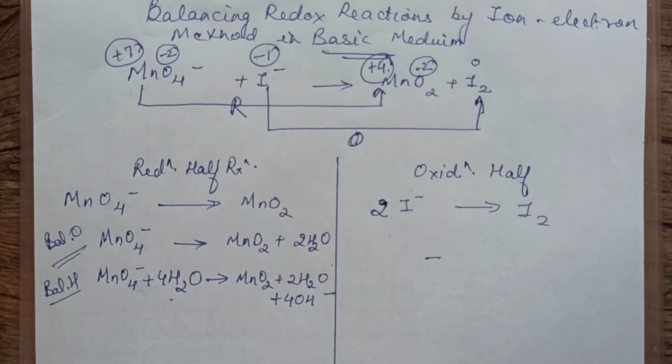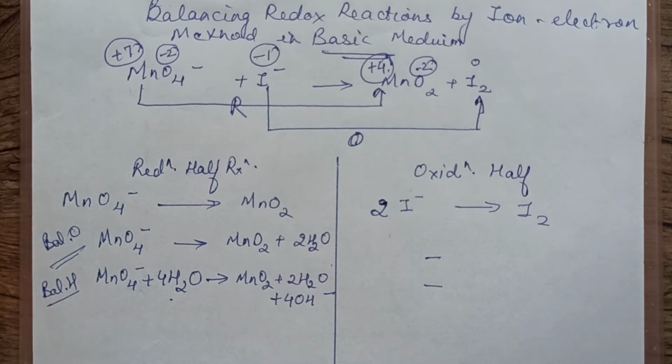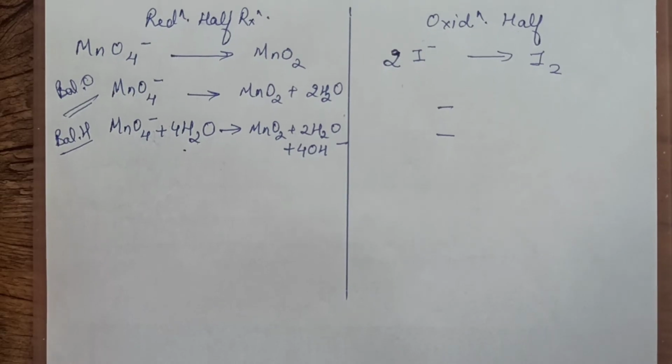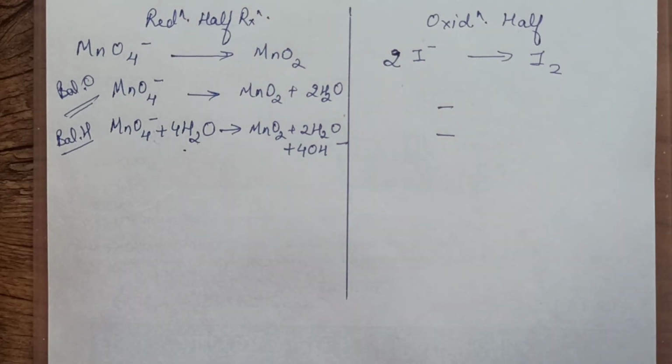Now if you check, the hydrogen will be perfect. 4 into 2 is 8 on the left, and 4 and 2 into 2 on the right. So the total is 8 on left and right. In the oxidation half reaction there is no change because hydrogen is not at all present.